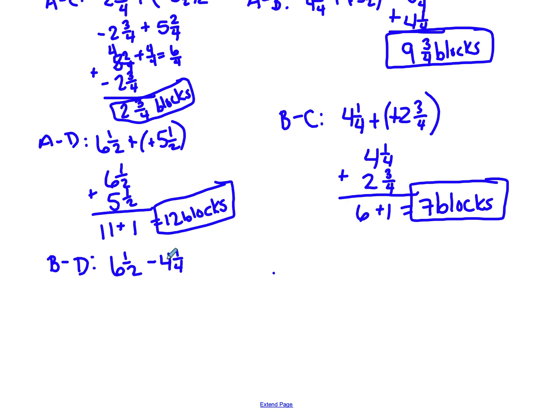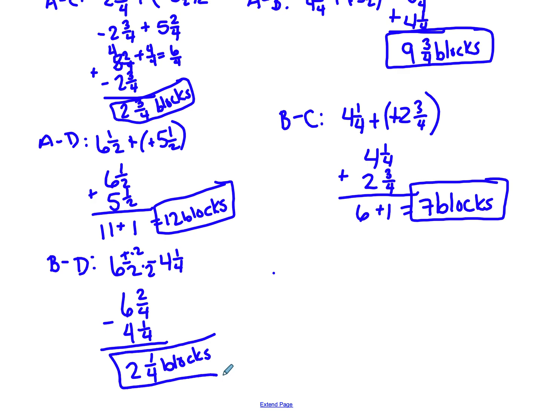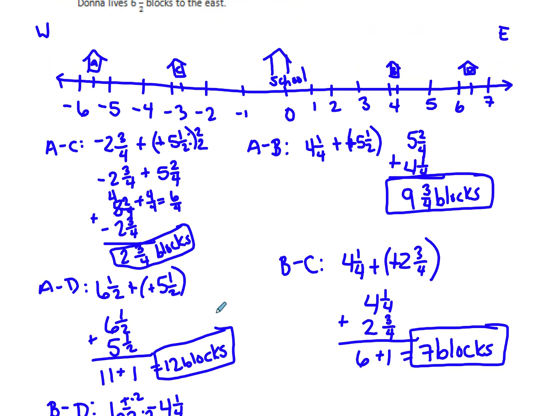All right, I do need a common denominator, so I'm going to just do times 2 times 2. That's going to be 6 2/4 minus 4 1/4. 2/4 minus 1/4 is 1/4. 6 minus 4 is 2. 2 1/4 blocks. Let's look at the picture and see if that answer makes sense. Yeah, it does look like a little bit more than 2 blocks here between these two houses.